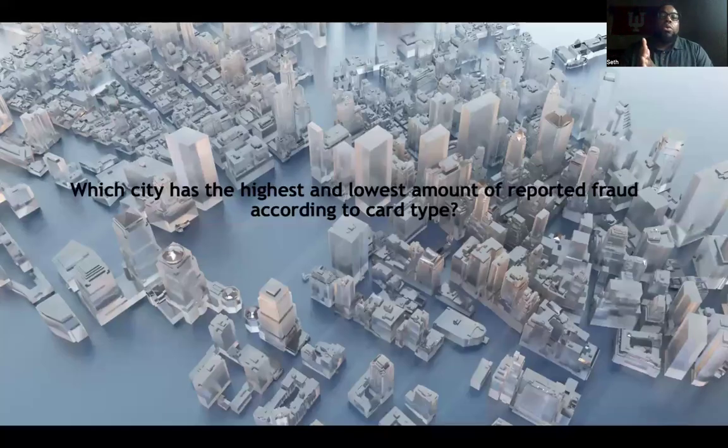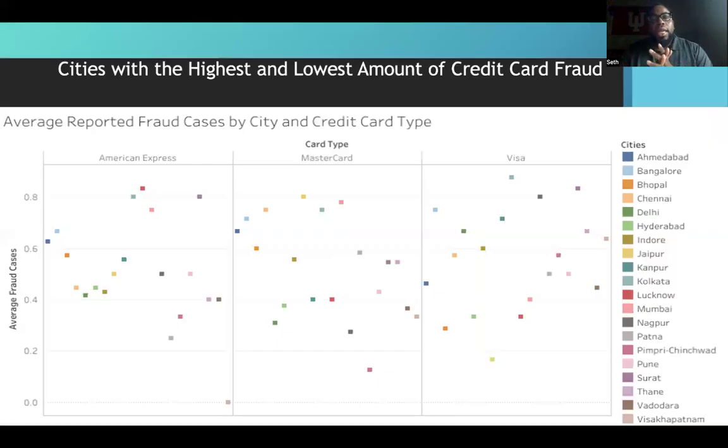Moving on, which city has the highest and lowest amount of reported fraud according to card type? This one I did in Tableau. I made a scatter plot in Tableau, and I simply went through each of the cities and each of the card types, and I looked for the highest point because the closer they are to one, the more likely they are to have more fraud cases reported compared to no fraud cases. Because in the data set, one was a case of fraud and zero was a case of no fraud.